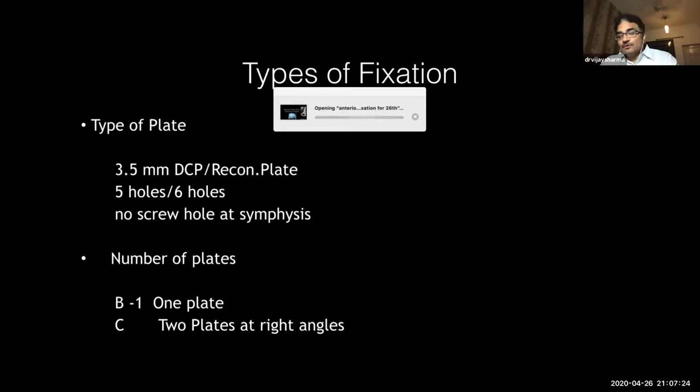I don't know, somehow our patients are not that huge maybe, but Dr. Kong always uses a 4.5 mm implant. So it's a debate. So at least 5 to 6 holes, and no screw hole at the symphysis.